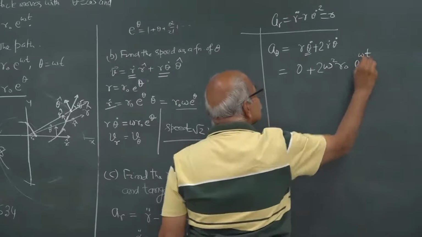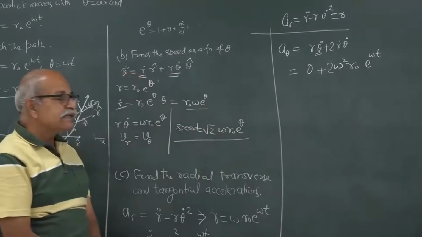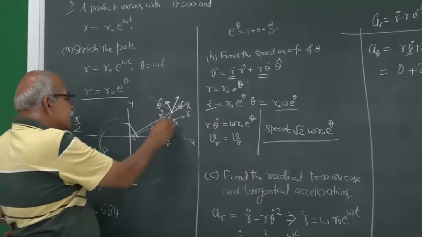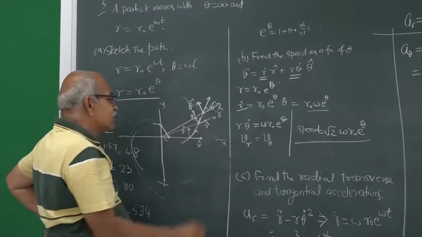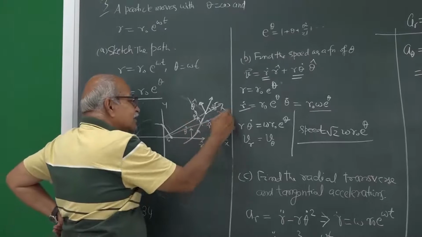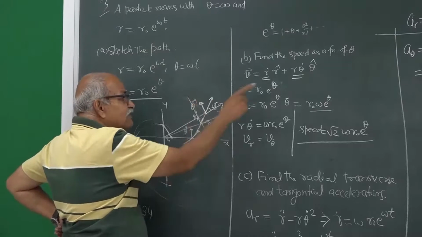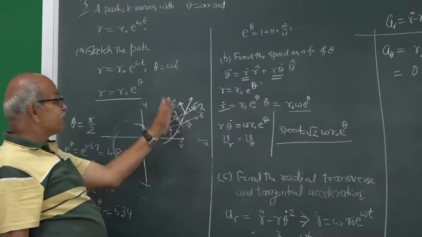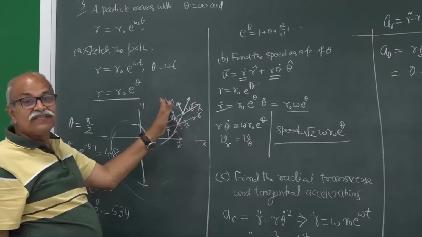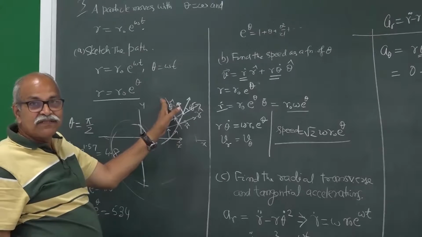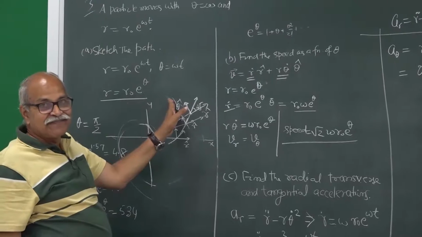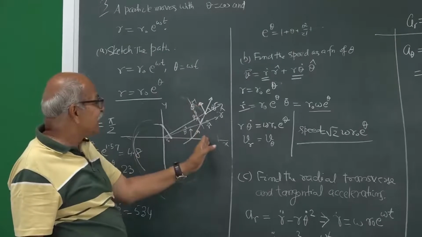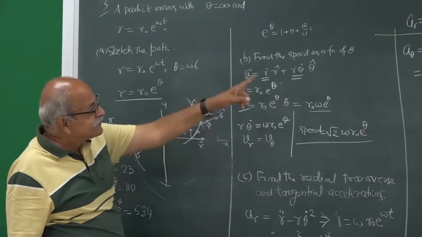So, that is the acceleration in the theta direction, the transverse direction. In the radial direction there is no acceleration, in this direction you do have acceleration, and it is this much. Since there is no radial acceleration, this theta cap direction is the direction of the acceleration. So, the entire acceleration is in this direction, and this is the magnitude.